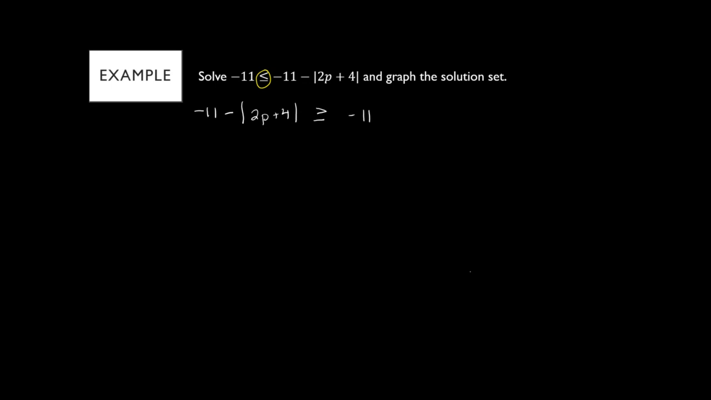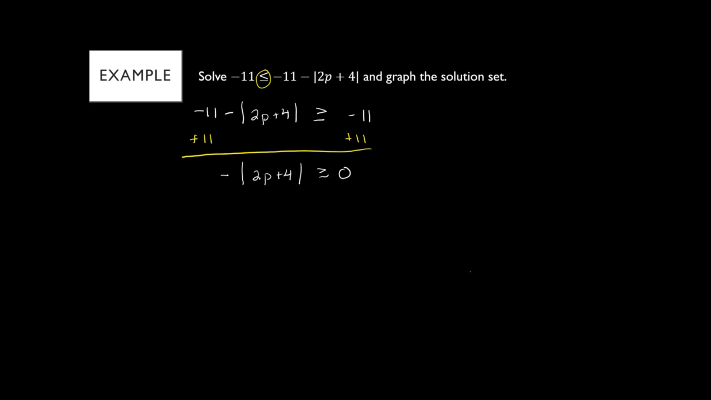Once we've got our absolute value on the side that we want, we're going to add 11 to both sides. So this gives us negative absolute value of 2p plus 4 greater than or equal to 0. Now, we've got this 0, which means we're going to have a special case, but we have to make sure we have a positive absolute value. We don't want to have that negative in front of there.